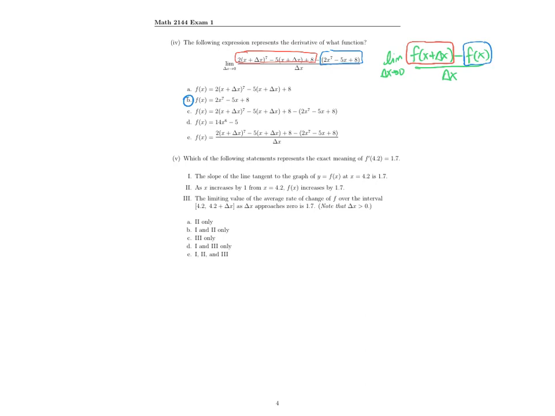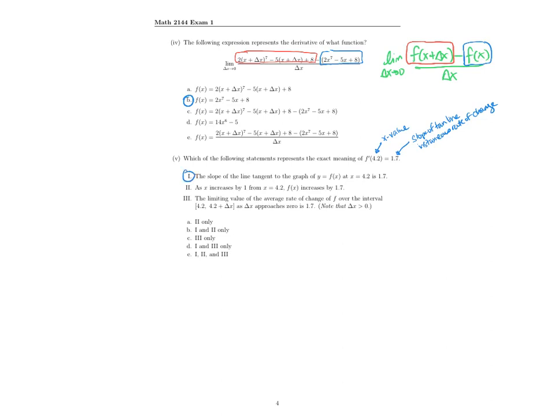Then which of the following statements represents the exact meaning of f prime of 4.2 equals 1.7? So again, just remembering what these different components mean. The 4.2 is the x value. And then this 1.7 is the rate of change or the slope of the tangent line. So you can think of it either way. Slope of the tangent line. You can think of it as an instantaneous rate of change, etc. So if I look at number 1, the slope of the tangent line of the graph of y equal f of x at x equal 4.2 is 1.7. So that is 1. That's true.